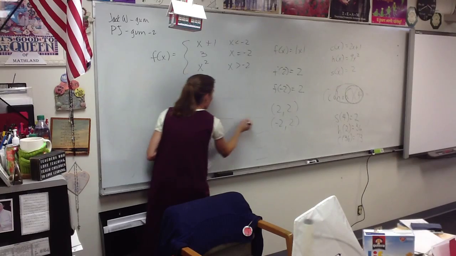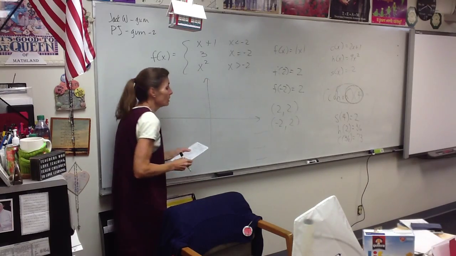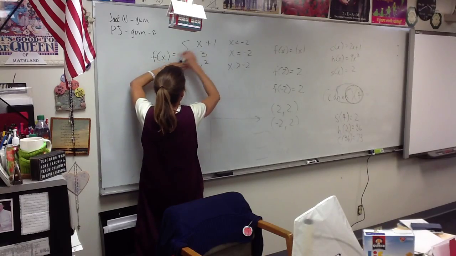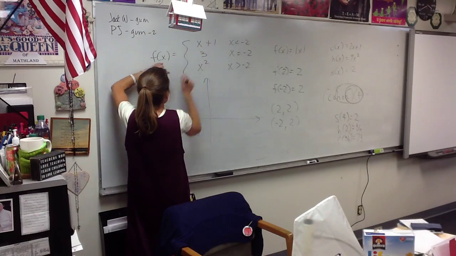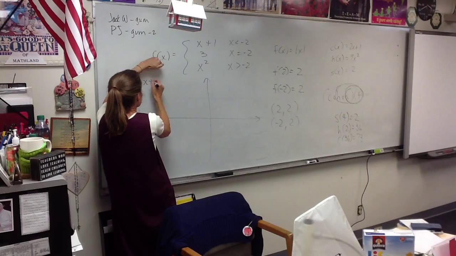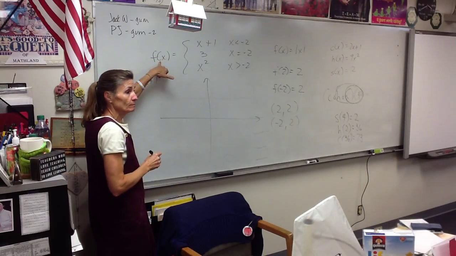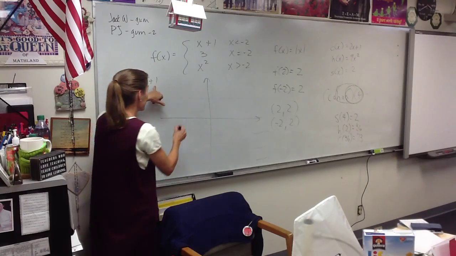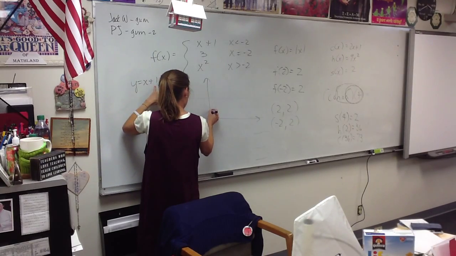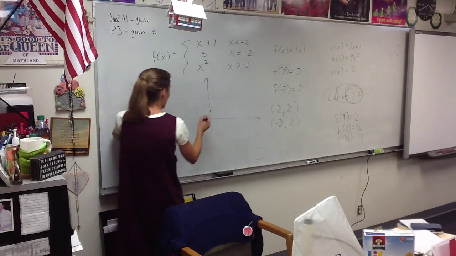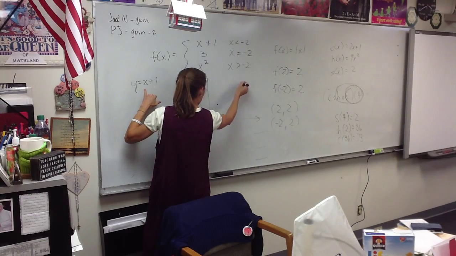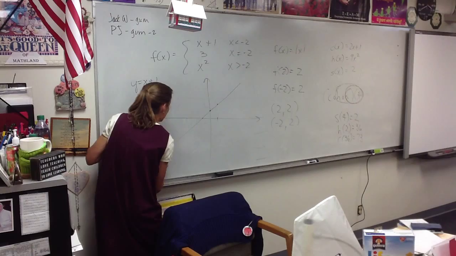All right, so here we go. What's the first piece of this function? If we just look at the top line, forget about everything else, it says y equals x plus 1. What is that? It's a line with a y-intercept of 1 and a slope of 1. So there it is.